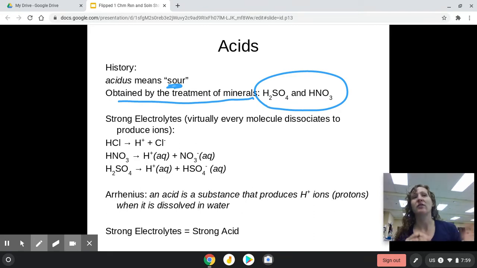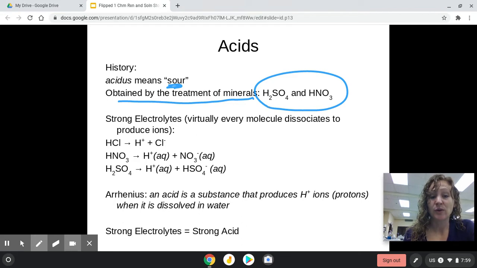So anytime you have a treatment of minerals, especially in mining, a lot of times your byproduct is some form of acid, which becomes a problem in the form of acid runoff, right? So if you take environmental science and you start to study mining, you'll learn more about that production of acids through the treatment of minerals.